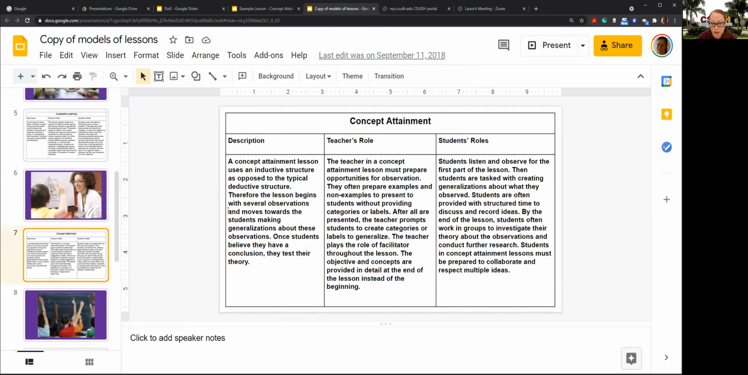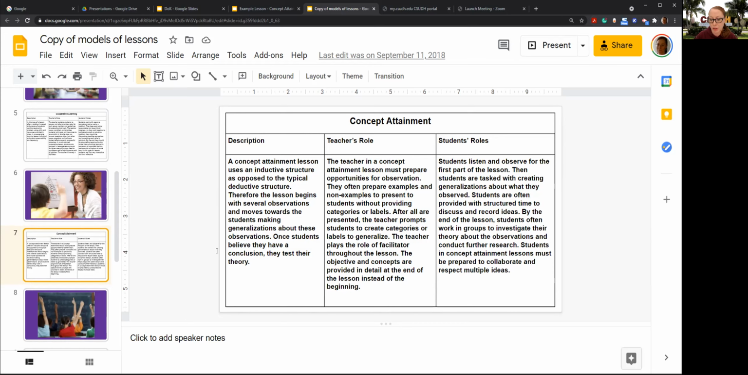If you look at the description here, it says a concept attainment lesson uses an inductive structure as opposed to the typical deductive structure. Meaning, instead of the teacher providing information and defining things for students right away, it's actually the other way around. Students are given facts and things to look at, and then they come up with their own explanation for what they're seeing and what they're learning. So it's sort of taking a backwards approach to teaching a concept. I say backwards not because it's wrong, but because it's just the opposite of what we're used to. It is, however, very, very effective.